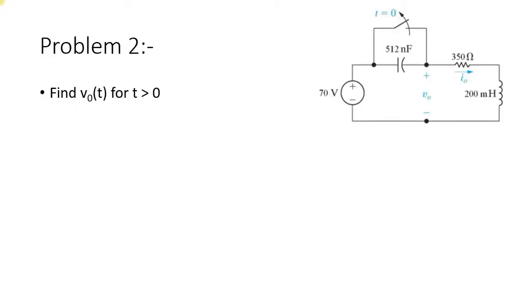So this is the circuit. Initially the switch is closed. When time t equal to 0, then only my switch is open. So at that time, what is the value of v naught of t? V naught of t is nothing but the voltage across the RL combination.